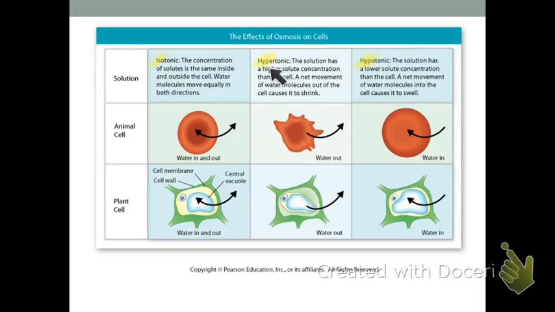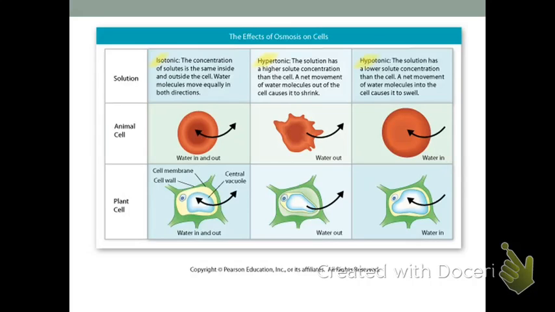If we place a cell in a hypertonic environment, that means the environment has a higher solute concentration. Water tends to rush out of the cell and the cell shrivels up. Whereas in isotonic environments, water moves in and out at equal rates. The cell does not change size.